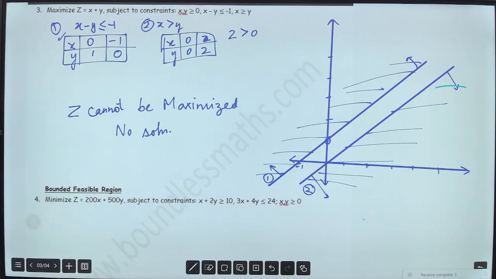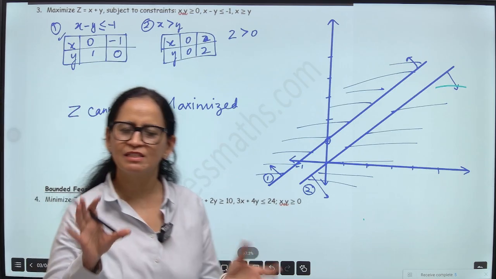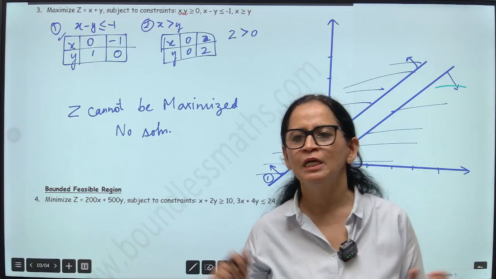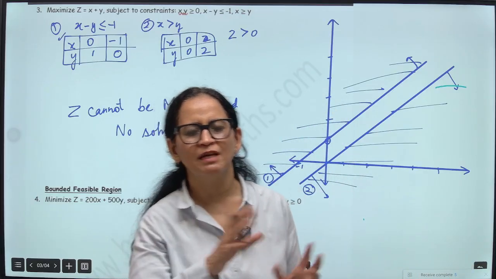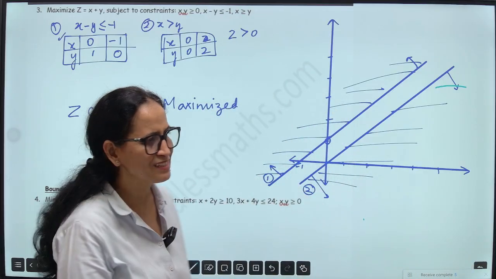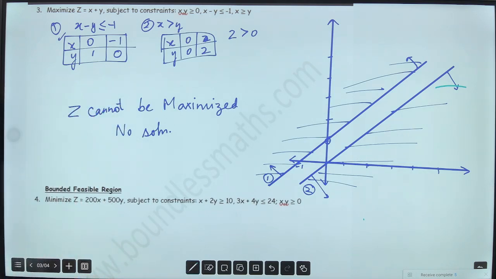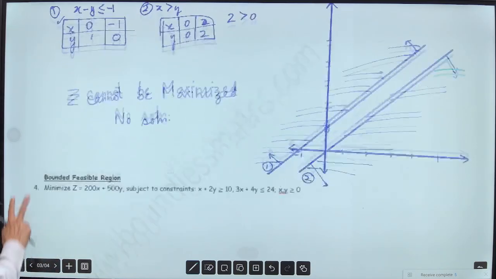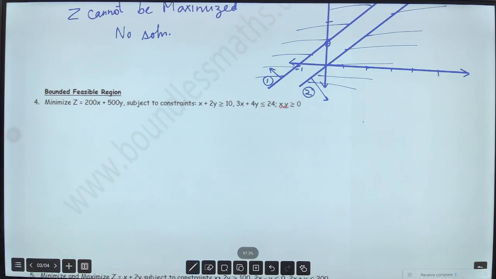right? So now we'll look at two questions on bounded feasible region, where you have a simple bounded feasible region and you are easily able to figure out what is the maximum minimum value at one of the corner points. And the second scenario is going to be where you have a bounded region but there are more than one solutions. So let's have a look at it. Minimize this objective function subject to certain constraints.